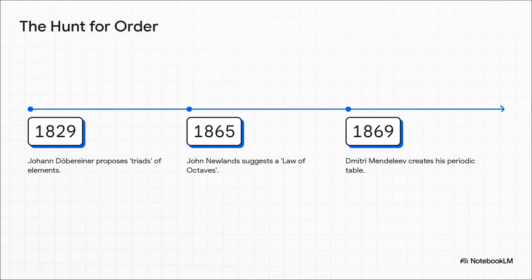Back in 1829, a guy named Johann Döbereiner saw that some elements came in these little groups of three, or triads. Then, fast forward to 1865, John Newlands came up with his law of octaves, noticing that properties seemed to repeat every eighth element, kind of like notes on a musical scale. They were getting warmer, you know? But the big breakthrough was just around the corner.